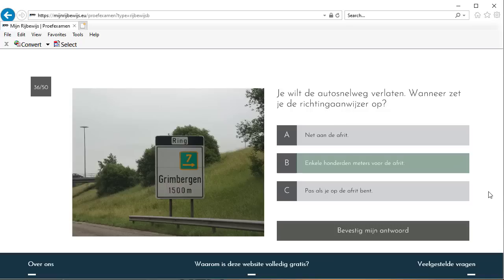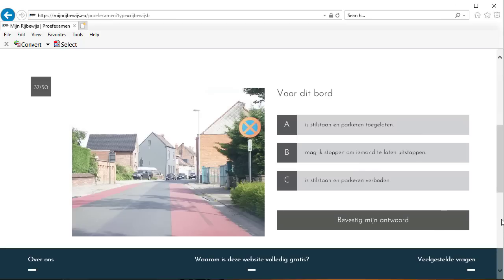Before this board, option A is waiting and parking allowed. Option B is you're allowed to stop to let someone out of your car. Option C is waiting and parking prohibited. The right answer is waiting and parking prohibited.